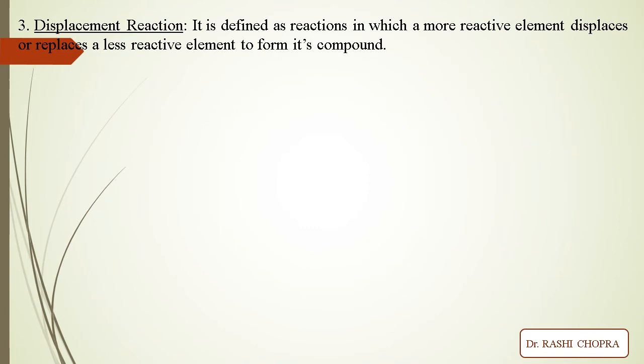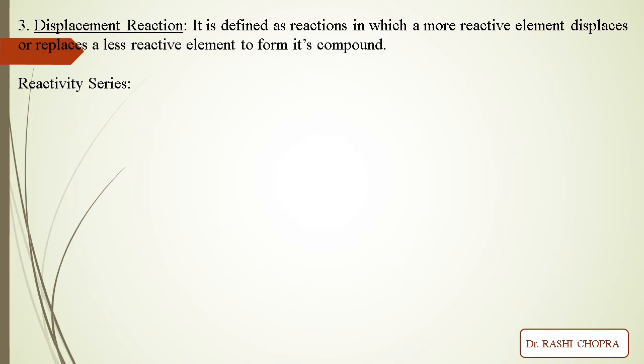So in a displacement reaction, what happens? Displacement means that I am going to remove somebody from its place, that is called displacing it. So in displacement reactions, a more reactive or stronger element displaces or replaces the less reactive element from its compound. A stronger element is going to displace the less reactive element.